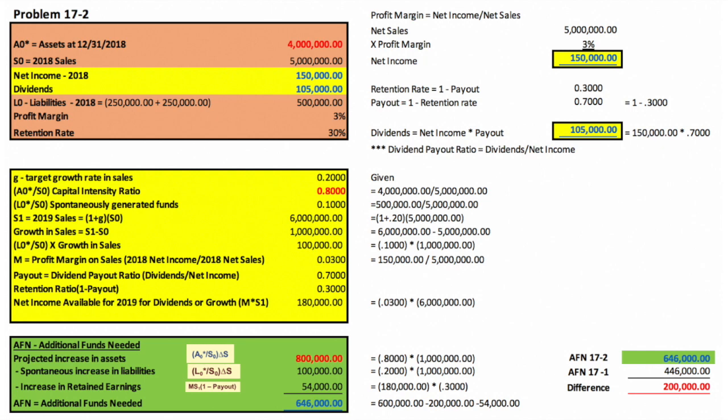The increase in assets from $3 million to $4 million also caused an increase in the capital intensity ratio from 0.60 to 0.80. With this, the projected increase in assets has also increased from $600,000 to $800,000. All of the changes are highlighted in red. As you can see at the bottom, the AFN has increased from $446,000 in problem 17-1 to $646,000 in problem 17-2. There is a difference of $200,000. It is important to note that the increase in assets is dependent on the growth rate in sales.